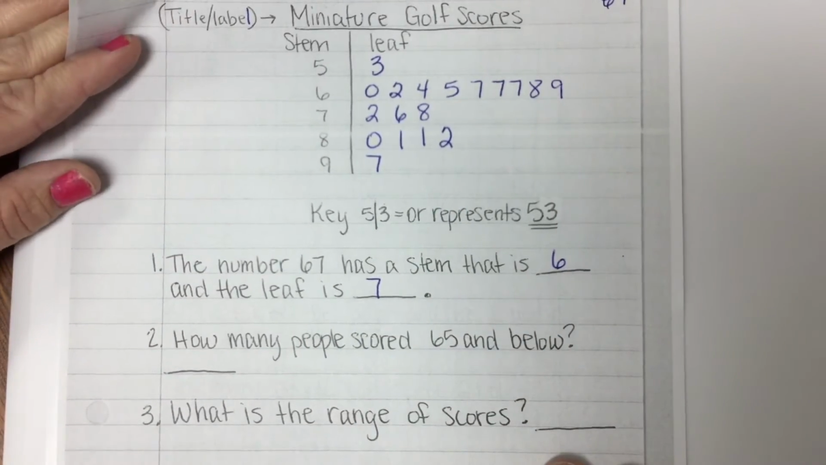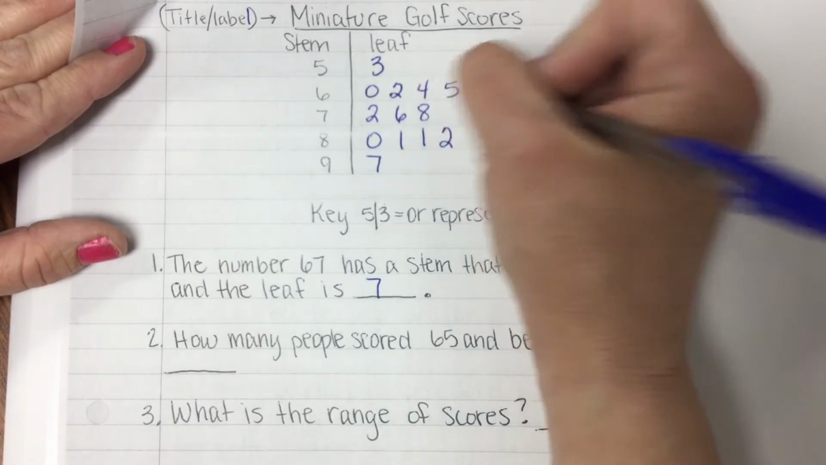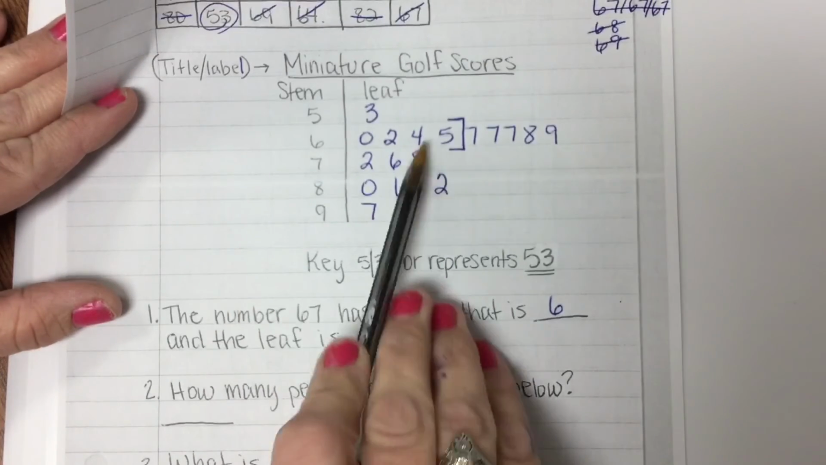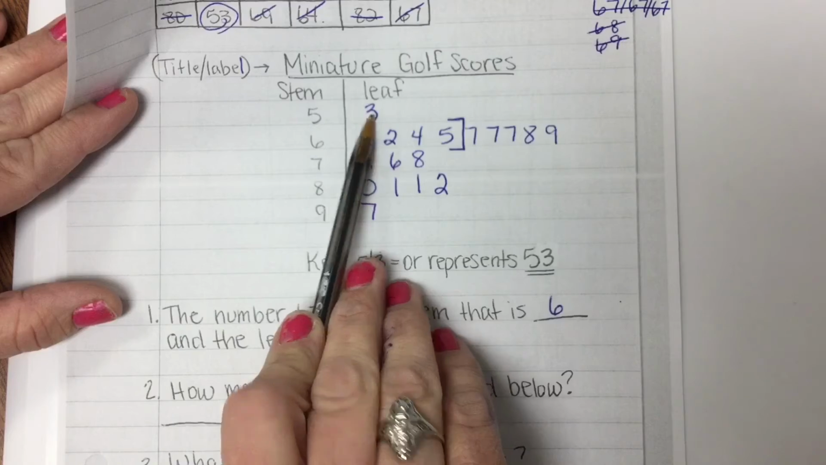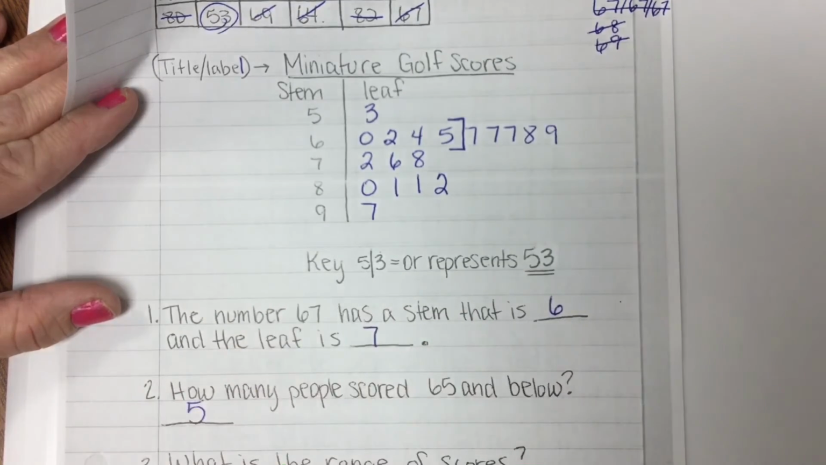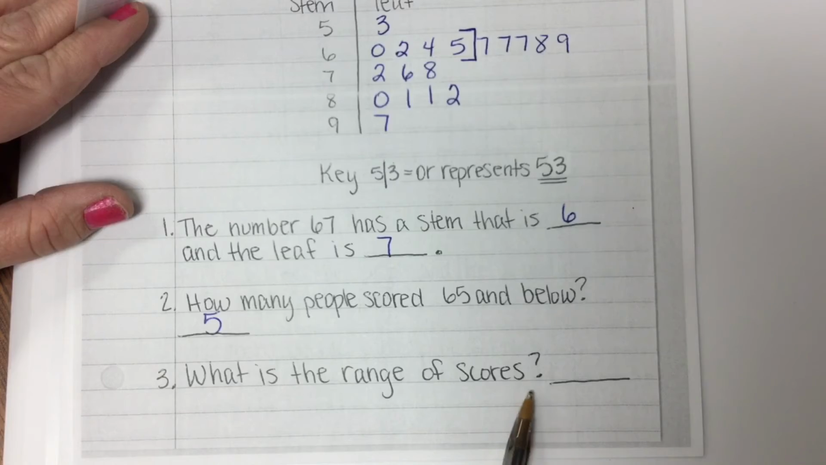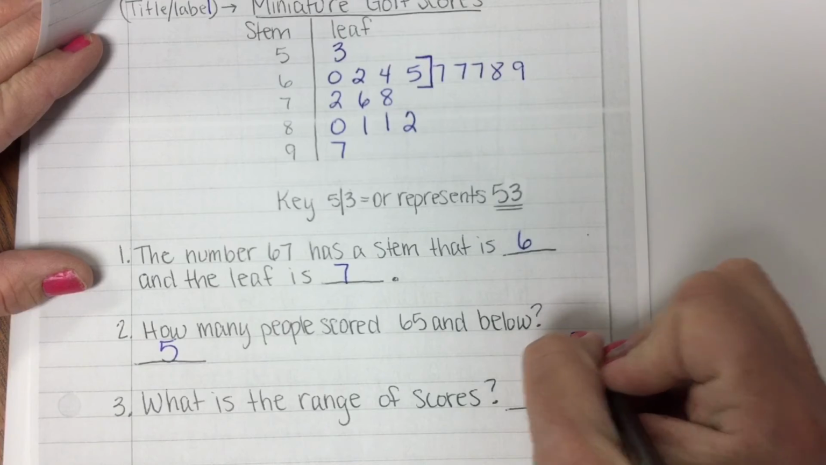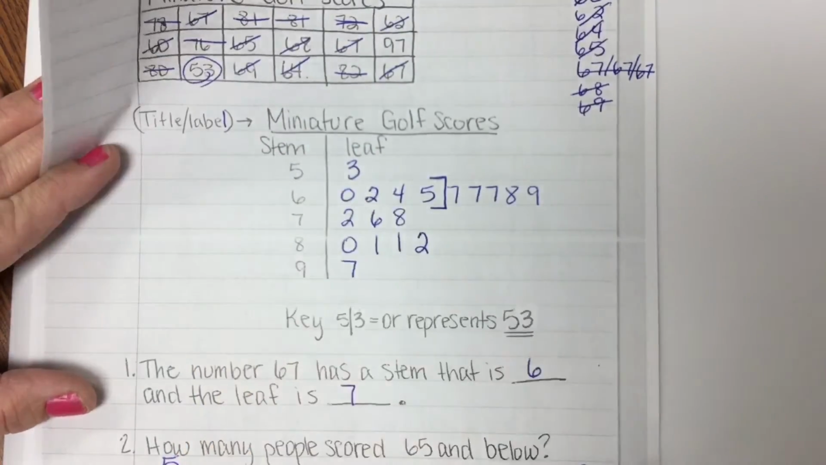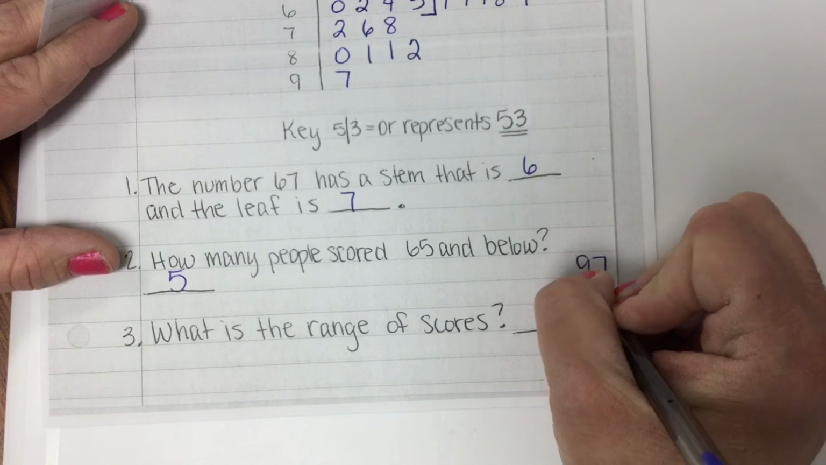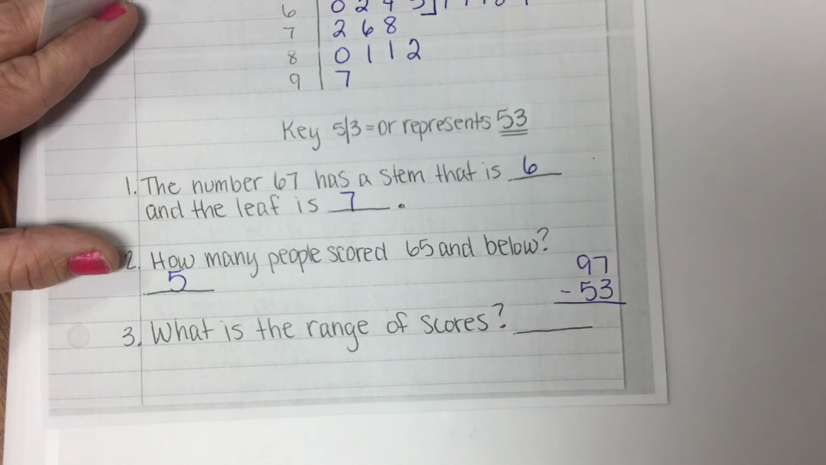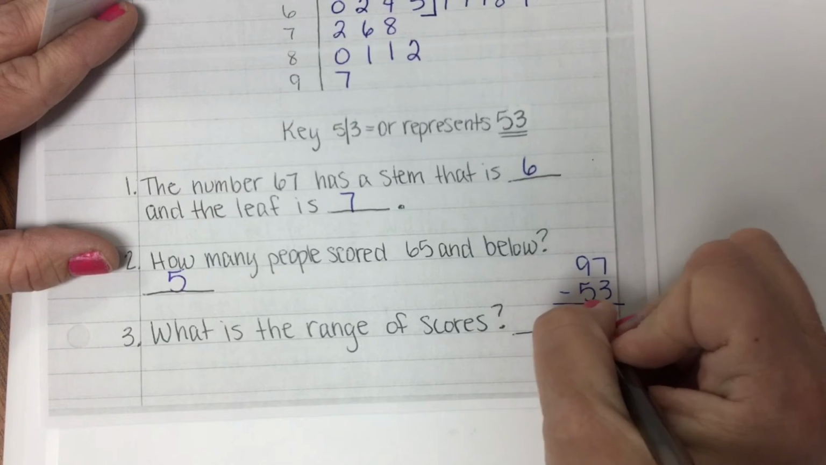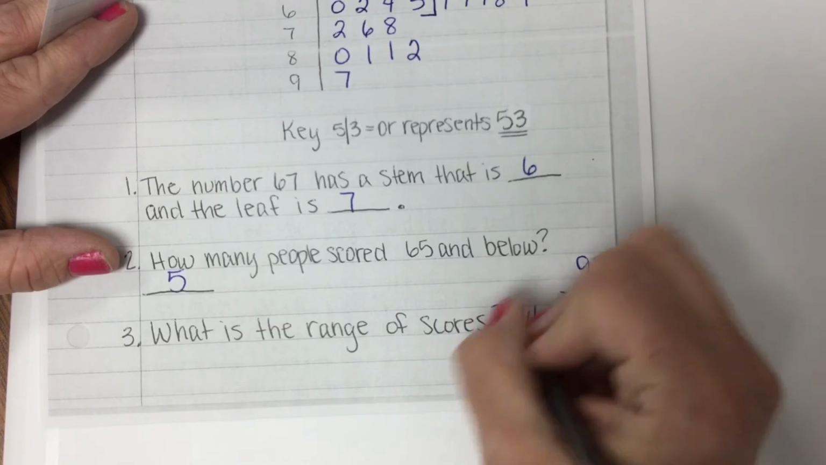How many people scored 65 and below? So that includes 65. Okay, so I'm counting everything down here. 1, 2, 3, 4, 5 people scored 65 and below. And then what is the range of scores? Well, the greatest was 97. The smallest was 53. So remember, range, we subtract the smallest number from the largest. So 97 minus 53. So 9 minus 5 is 4, and 9 minus 5 is 4. So the range was 44.